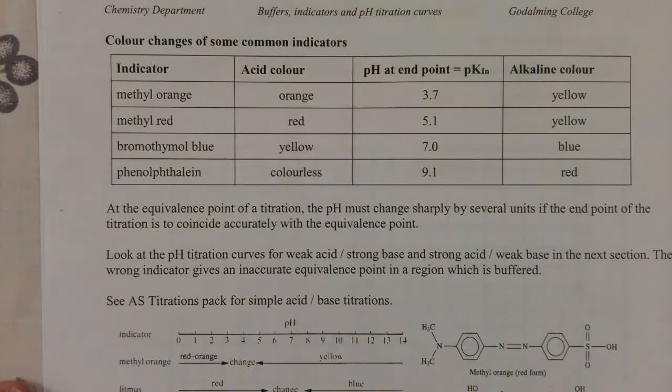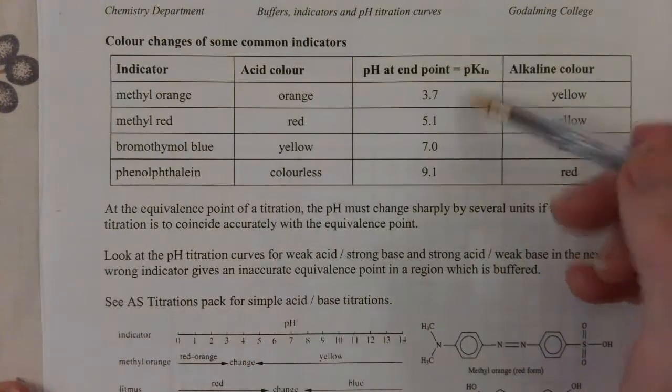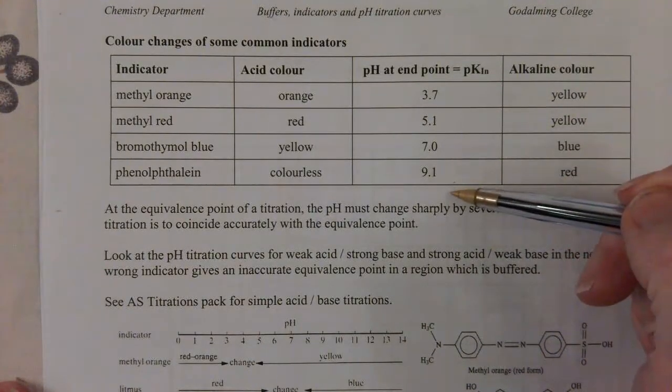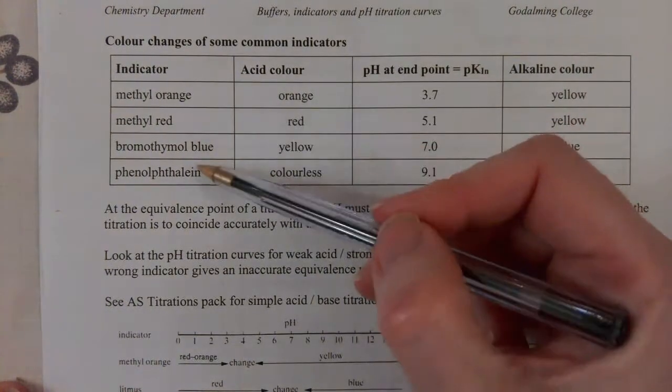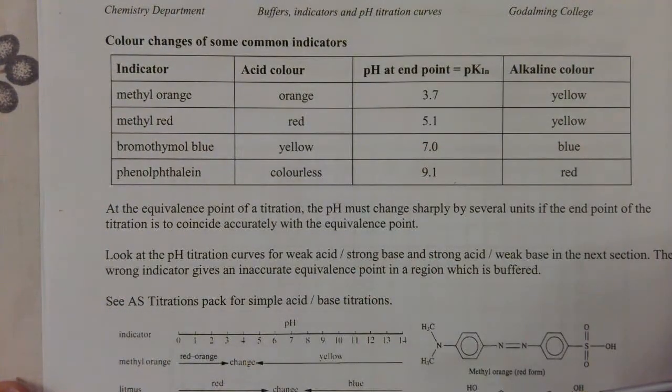You don't need to learn any of the indicator names or colours. You do need to know their colour at the equivalence point, at the end point, but not their colour in acid or alkali. That is given to you in your data book. But here are some common indicators.